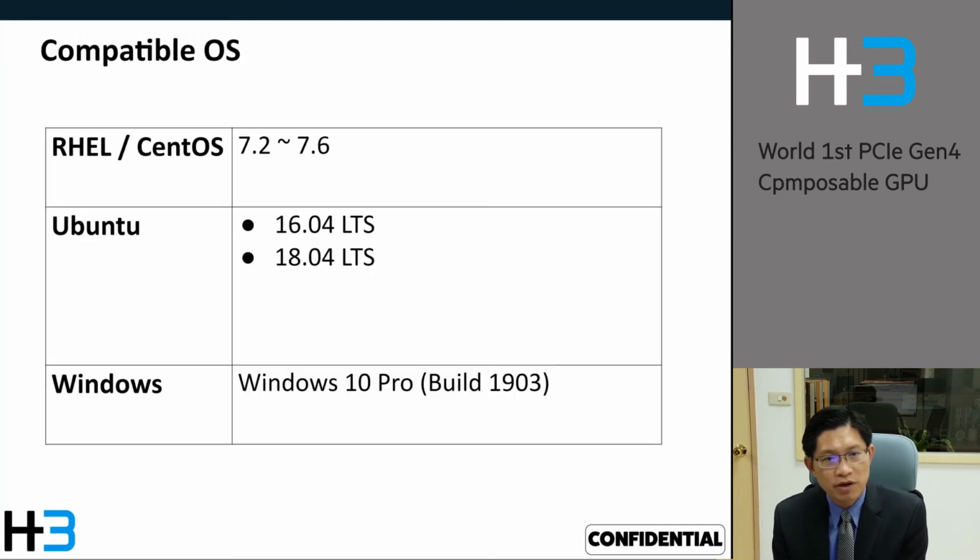Here is a list of our compatible OS versions. Red Hat and CentOS should be higher than 7.2. Ubuntu is 16.04 or 18.04 long-term support versions. Windows is the Win 10 Pro version.